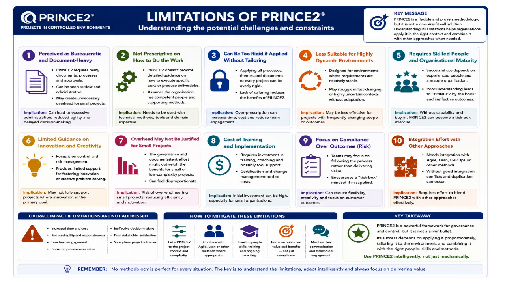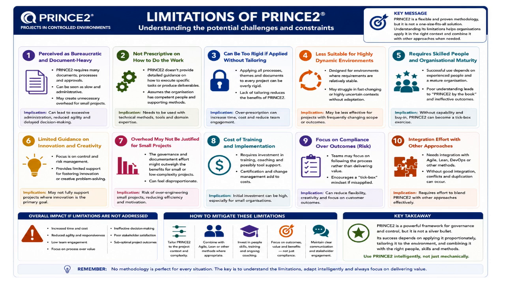The second limitation is that PRINCE2 is not prescriptive on how to do the work. PRINCE2 explains how to govern and manage projects, but it does not provide detailed technical guidance on how to build products or complete specialist tasks. For example, PRINCE2 can manage a software project, but it does not explain how to write computer code. Because of this, organizations often combine PRINCE2 with Agile, Scrum, Lean, DevOps, engineering methods, or technical delivery frameworks.